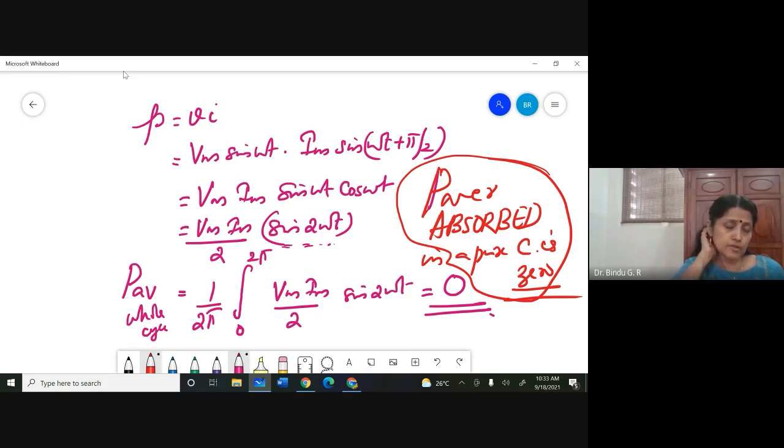So the underlying point is, if you have a circuit having a resistance, an inductance and a capacitance, and you are giving some supply to it, the element which consumes power is only resistance. That we'll come to in a later stage. Neither the inductance nor the capacitance has any role in consuming power. Some problems we can do in this section after a break.